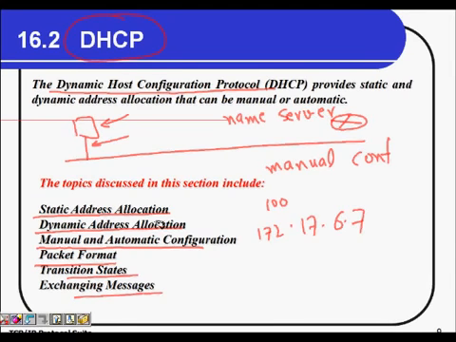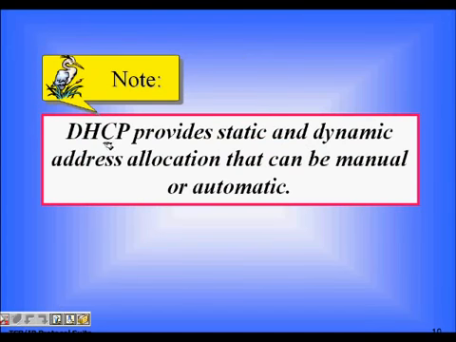It's a very interesting topic. First and foremost, DHCP provides static and dynamic address allocation that can be manual or automatic. When a computer comes up, it wants an IP address that will be allocated by your DHCP server. It can be static. It means when it knows that this is the MAC address, whenever your computer comes up, it will be assigned the same IP address, then it is static.